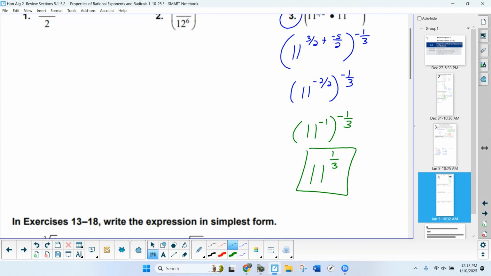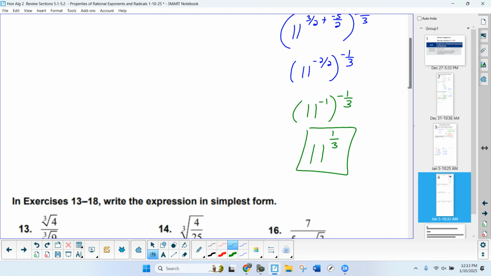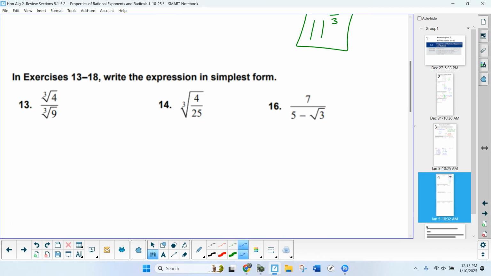All right. Next ones, I want you to do 13 and 14. These are the ones where you have to make a perfect cube in the denominator.